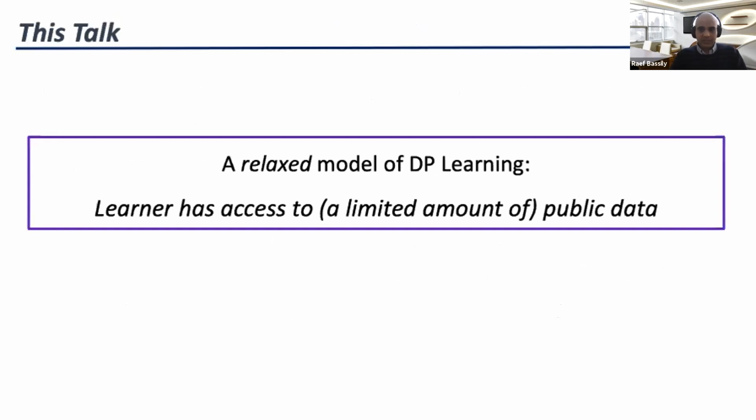So these limitations motivate our study of a relaxed model of differentially private learning, where in addition to the input sensitive training set, the learning algorithm also has access to some amount of data that entails no privacy constraint, which I will refer to as public data.